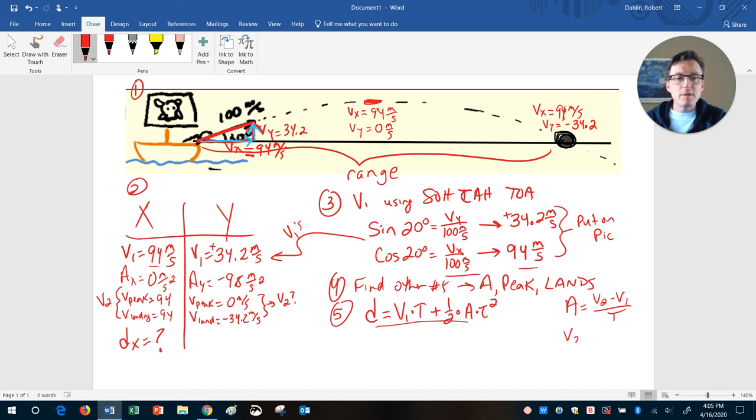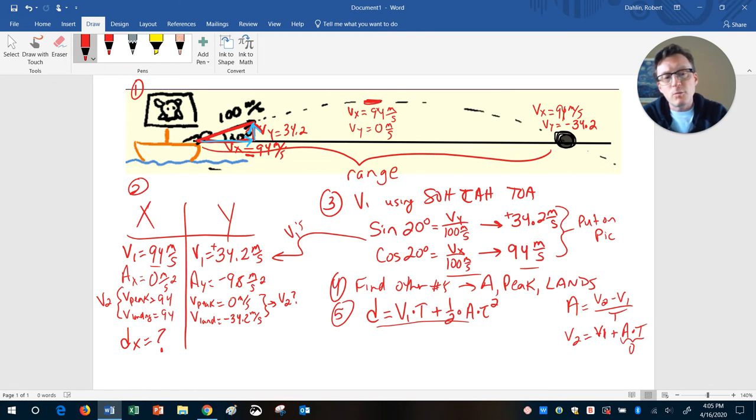Or we have V2 equals V1 plus A times T. Well, here's the problem if you're using the X numbers. What's our number for A? 0. Which means when you plug 0 in here, it's not going to work, because 0 times T, when you're rearranging to find T, you're not going to be able to find T. And if we plug in A for zero here, this whole part here would just cancel out to zero and it wouldn't help us to find T. So we can't use these numbers for X.